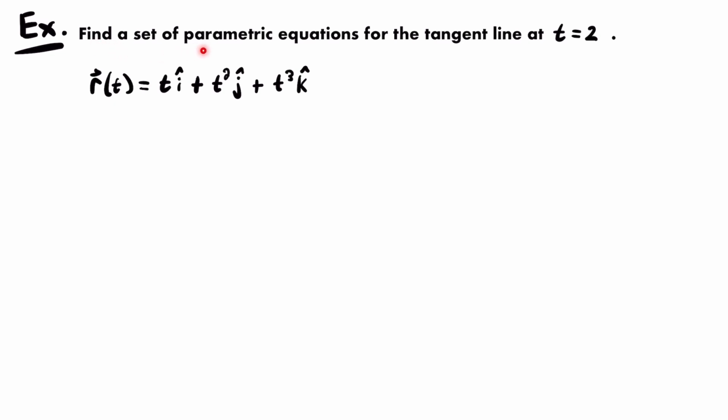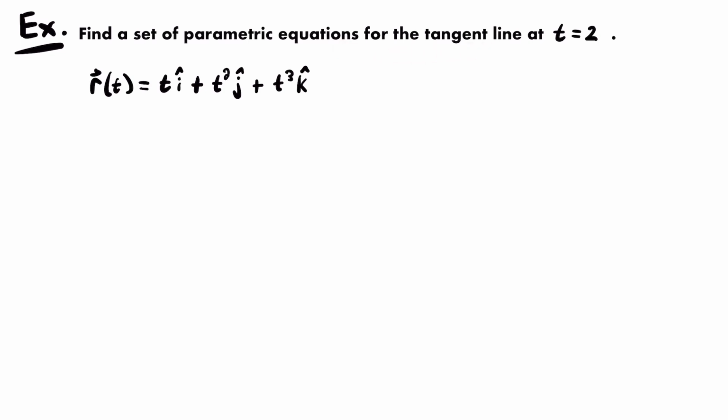We want to find a set of parametric equations for the tangent line at t equals 2. And we're now working with a vector function in 3 dimensions. So this vector function represents a space curve because we have an x, y, and z component. And when we work with space curves or vector functions in 3 dimensions, we can do a lot more with tangent vectors. Specifically, we can find a set of parametric equations for a tangent line.